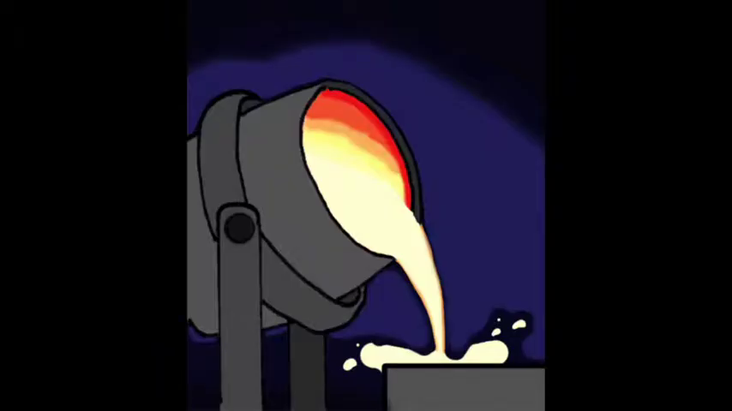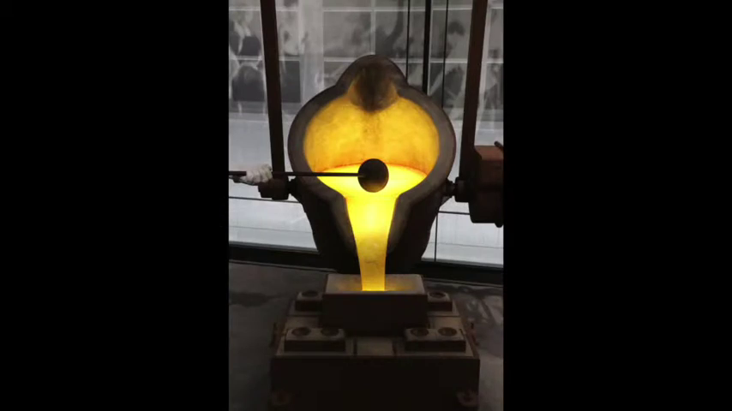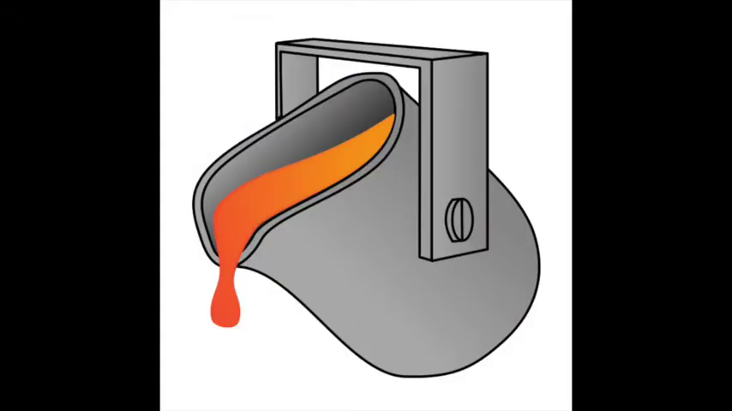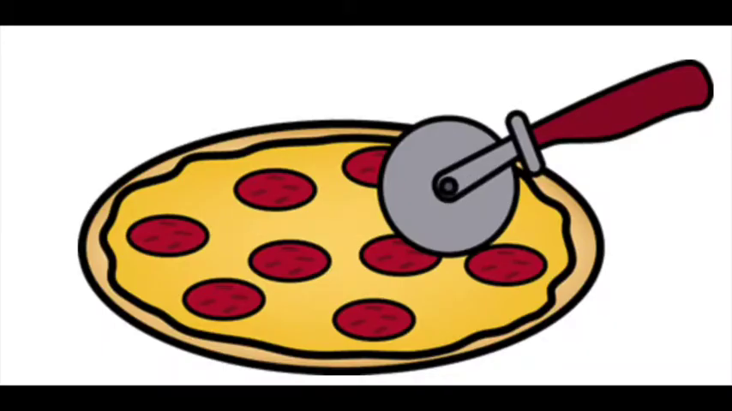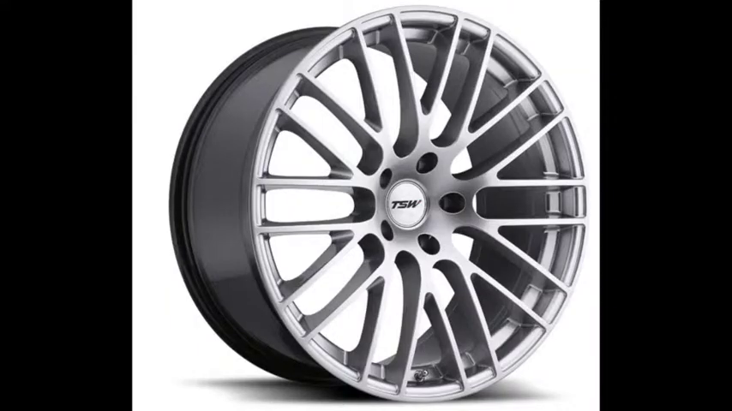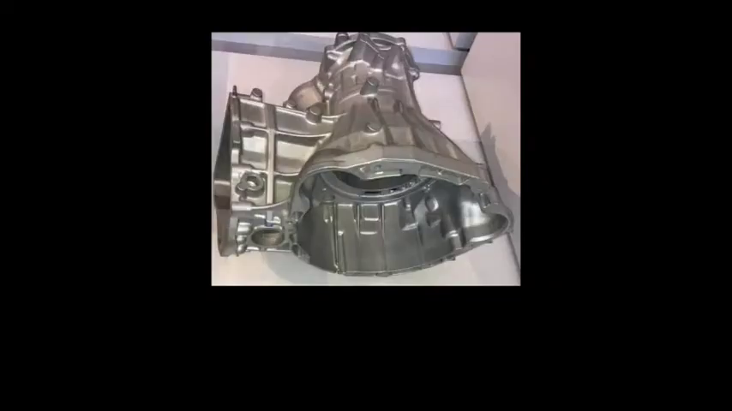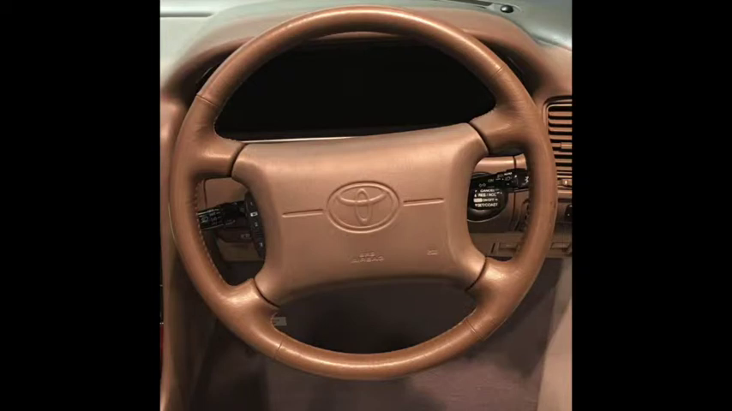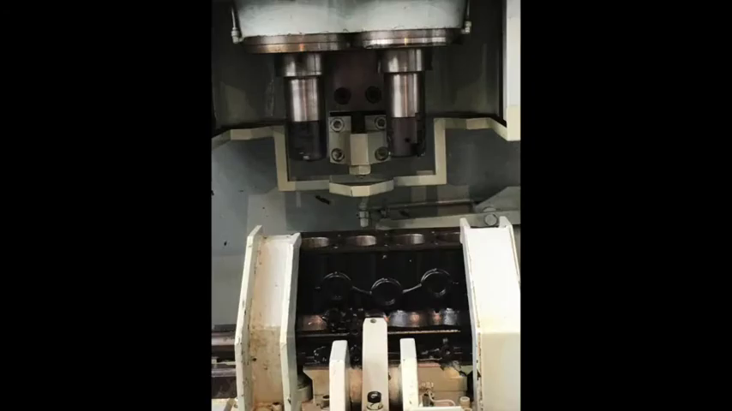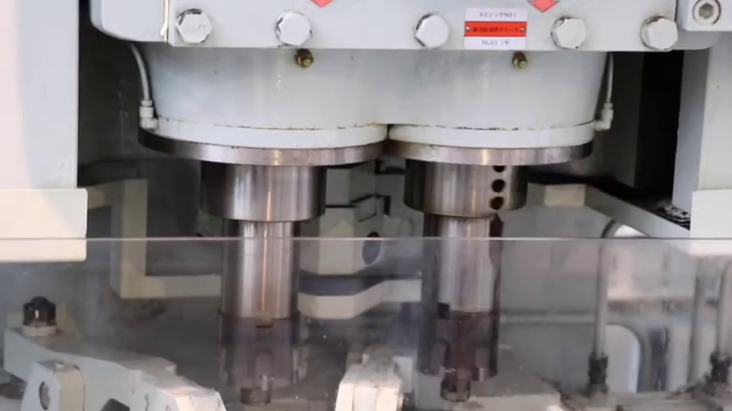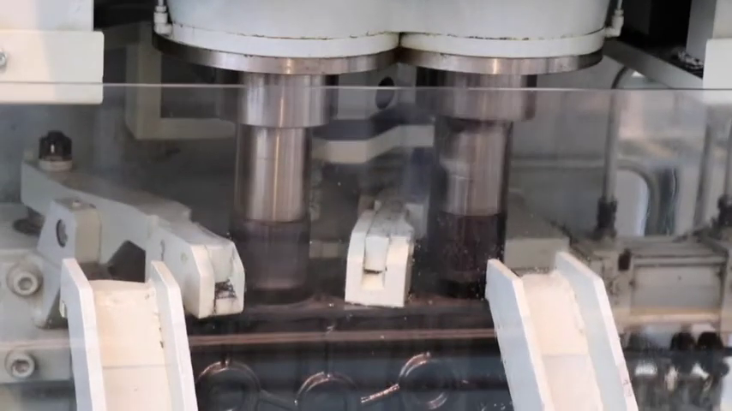How hot is the liquid metal? Iron melts at 5 times the heat to cook pizza. Wheels and cases are cast too. Many plastic parts, like the steering wheel, are cast also. Next, engine piston holes are polished to just the right size.